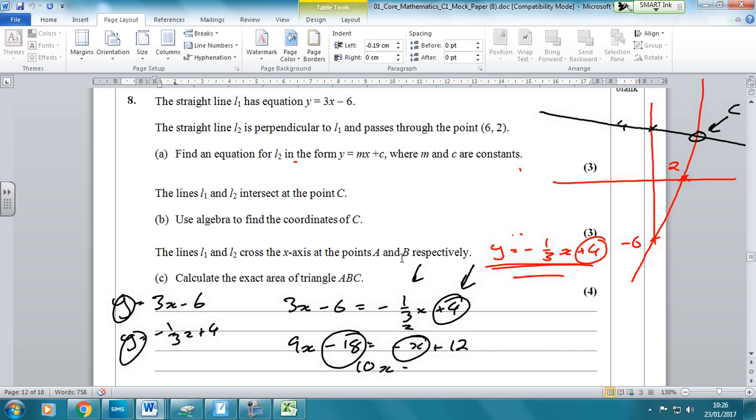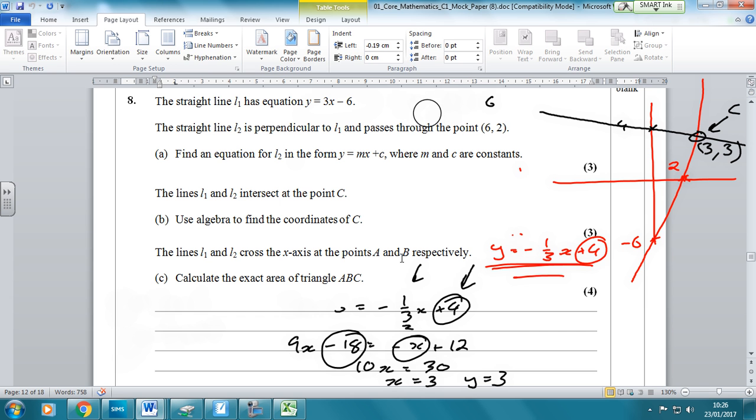And we end up with 10x equals 30, so x equals 3. So the x-coordinate there is 3. And to find out the y-coordinate, we're going to substitute it into one of the easier ones, so let's substitute it into that one. So y equals 3 lots of 3 minus 6, which equals 3. So x equals 3, y equals 3. And that's it.